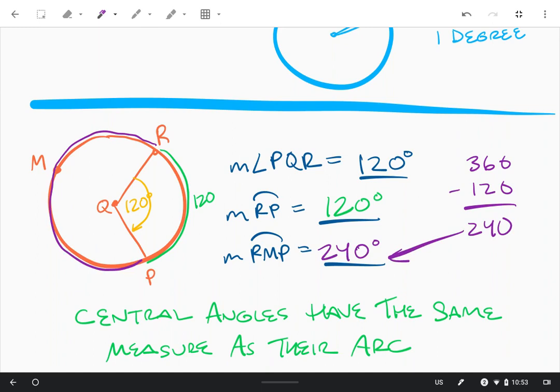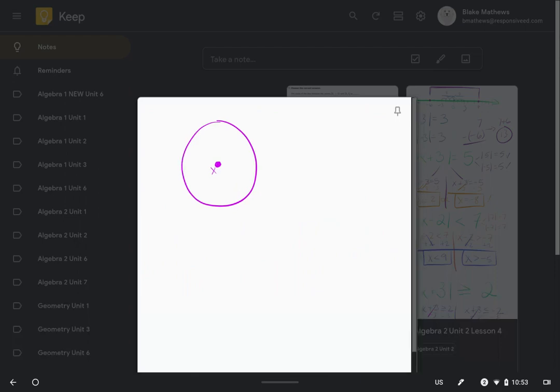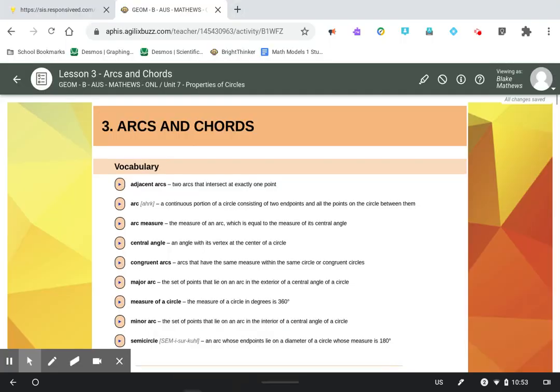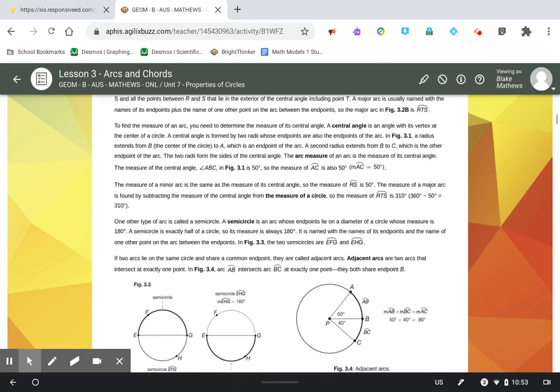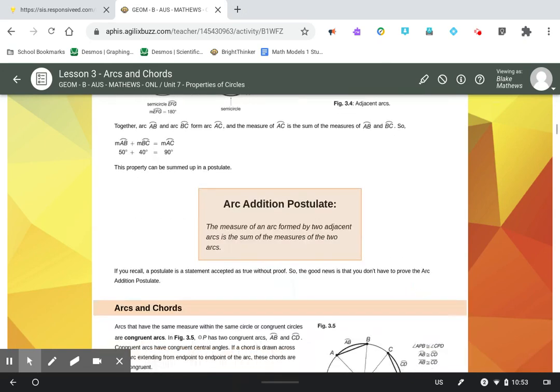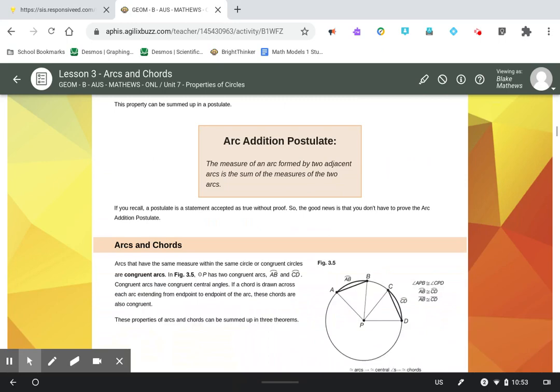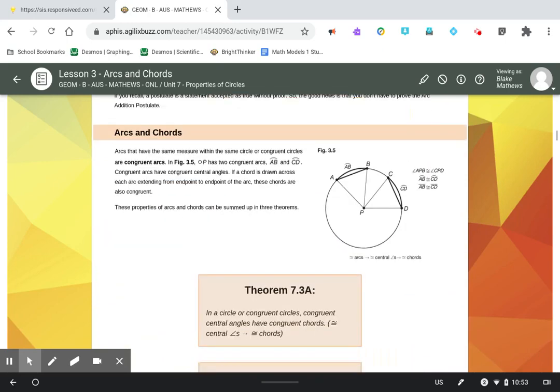So let's look at the questions in the actual lesson and see if there's any other things that we need to discuss. So a lot of proofs here, so we're going to do those together. So let me jump over and let's talk through our proofs. So let's scroll down here. I've gone over all the material you see here. We'll talk about the arc addition postulate here in a second.